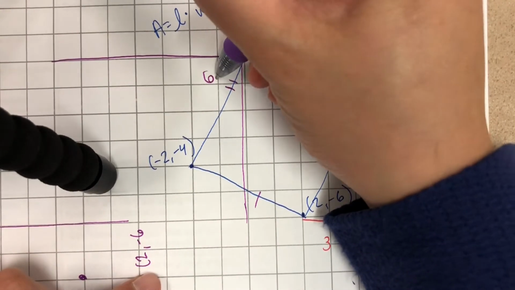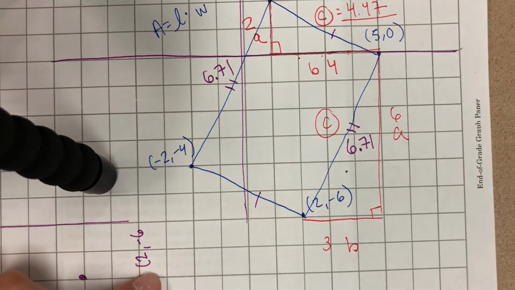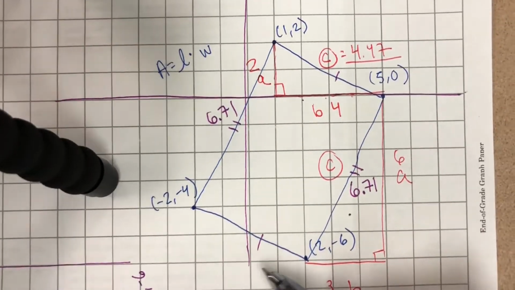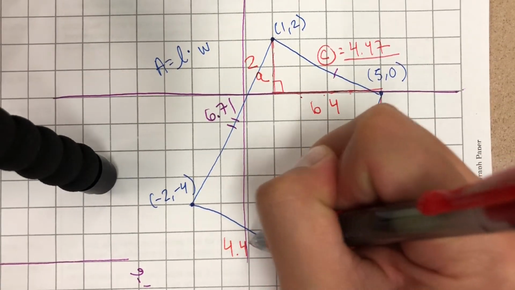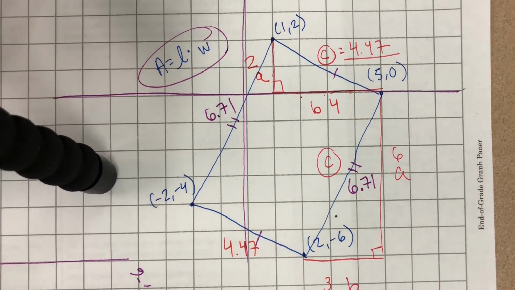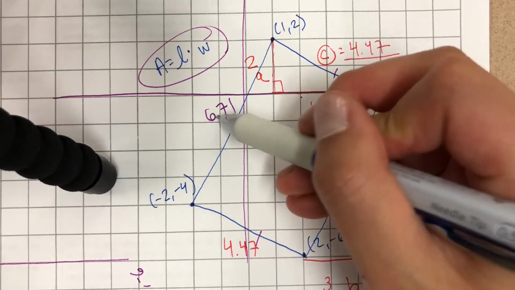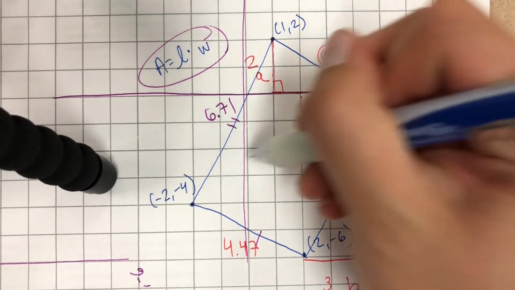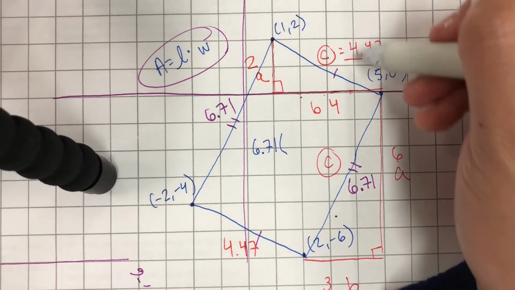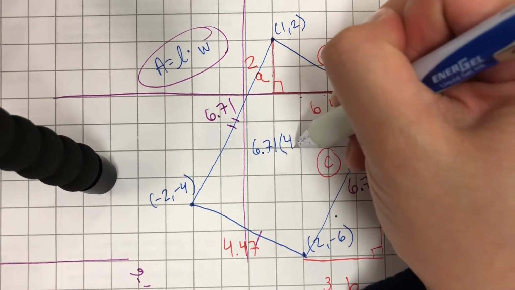6.71, which makes this side 6.71. And then this 4.47 up here, I can bring down to the other side of the rectangle, 4.47. Now going back to our area formula, area equals length times width, all I need to do now is take the length, which is 6.71, and I multiply it by the width, which is 4.47.